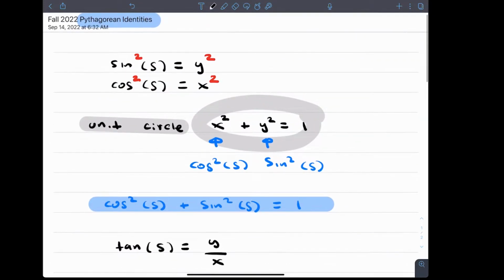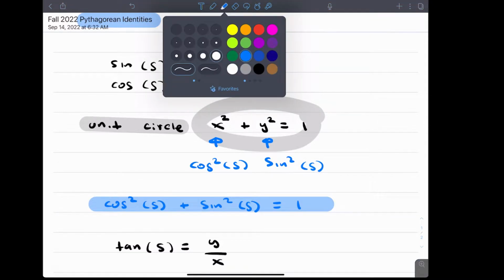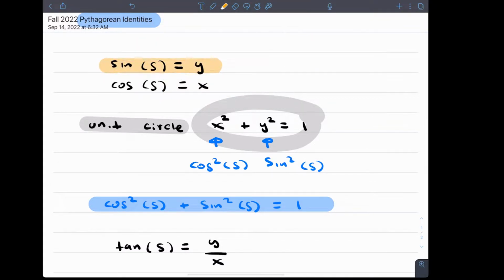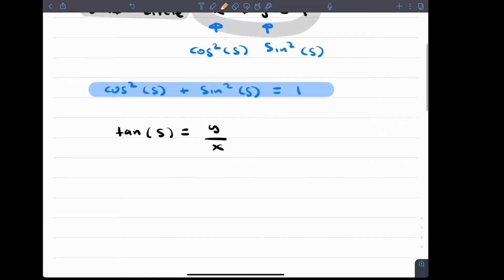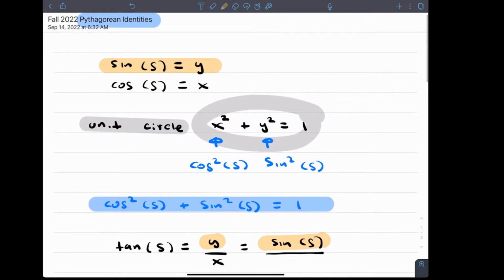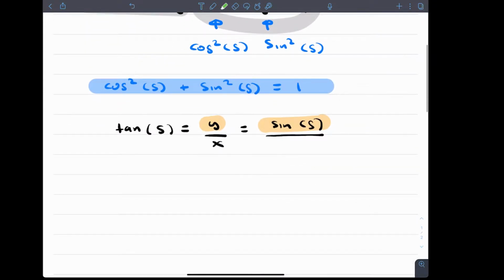Well, where have I seen y before? Y is right here. Right? Y is sine s. So I can say here that this is the same as what? Sine s. This is the y value. Okay? And the x value we know already is what? Cosine s. You guys okay with that? So the x value is cosine s. We're going to put that here too. Cosine s. So there it is, the x coordinate value.